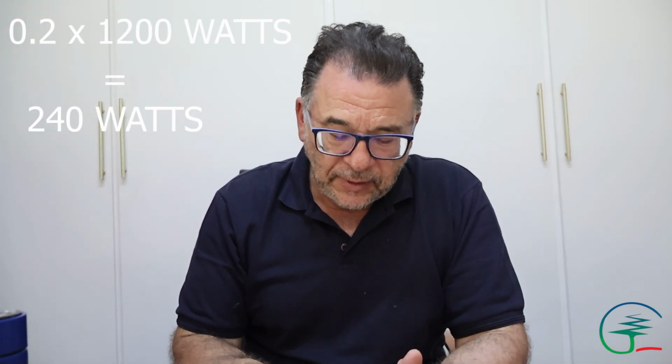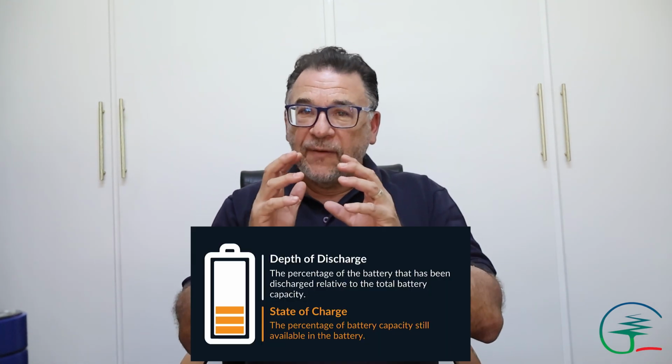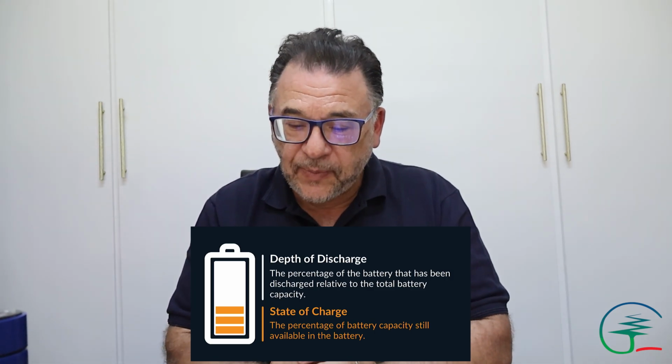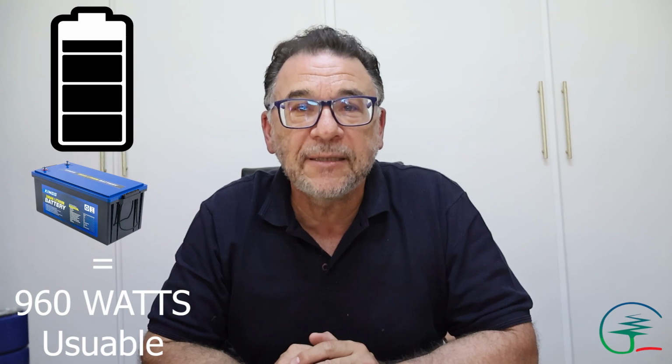If I take 0.2 times 1,200, which is 20%, it's 240 watts. So if you take 1,200 watts minus 240 watts, it gives you 960 watts that you can use of that battery. Remember, depth of discharge means you can use 80% of that battery. In this case of a lithium, it's 960 watts. If I use the example of 250 watts, say you have your TV or your lights or your laptop, and it adds up to 250 watts, we take the 960 watts and divide by the 250 watts, and you can use it between 3 and 4 hours.